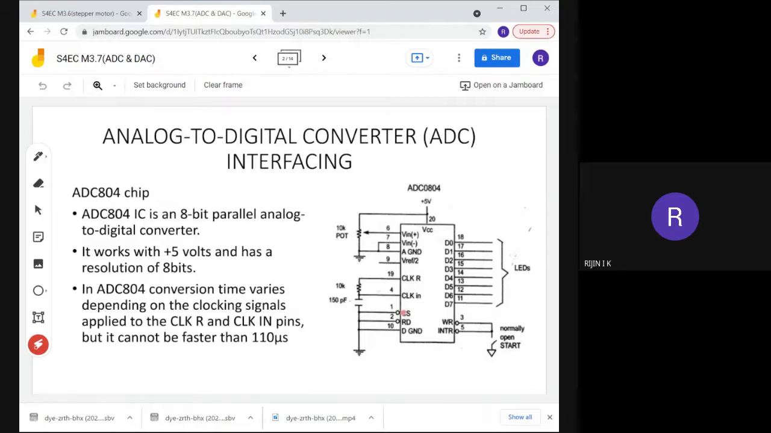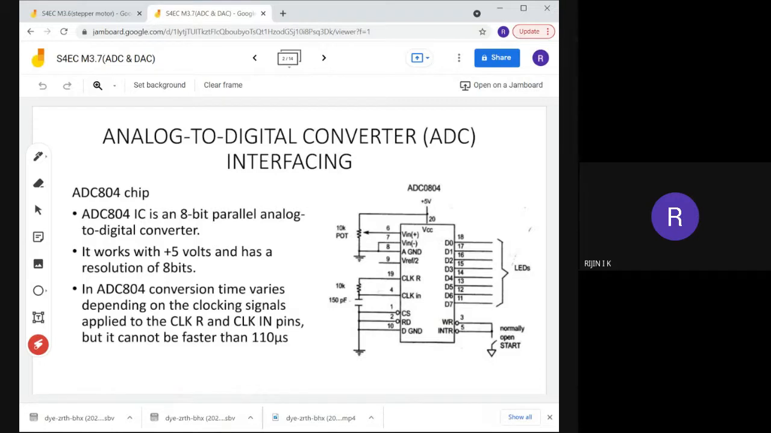Then the next important pin is the WR pin. Actually, it is also an active low input signal, and it is used to inform the ADC to start the conversion. So after selecting the chip, that means after giving an active signal to the CS pin, we need to inform the ADC chip to start the conversion process.